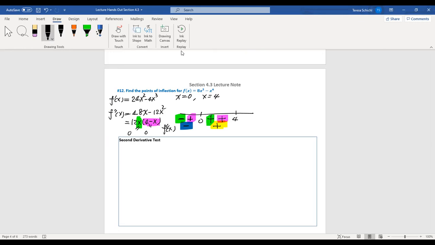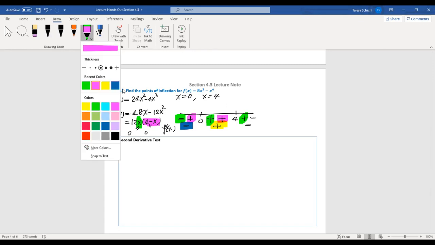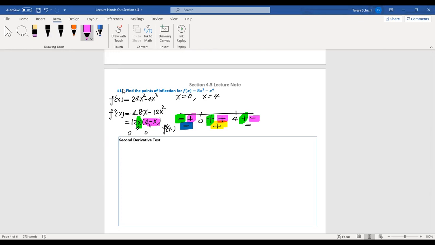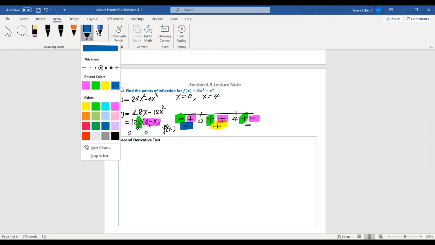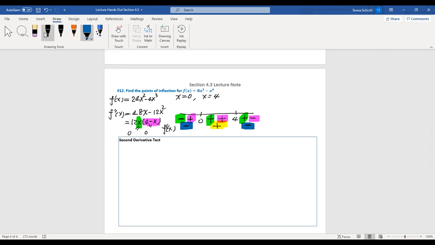Now the next one is greater than 4. If you choose 5, it will be negative. So let me color code that. This one is from the 4 minus x term, and this one is from the x term, and this is the overall, negative. All right, after that, now I can draw the pictures.